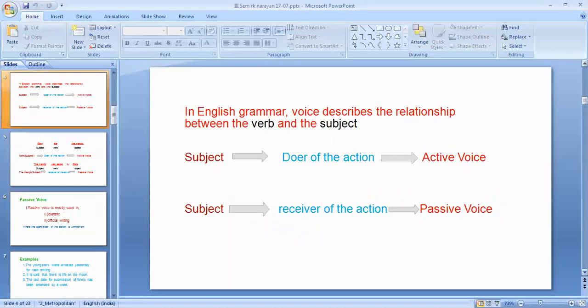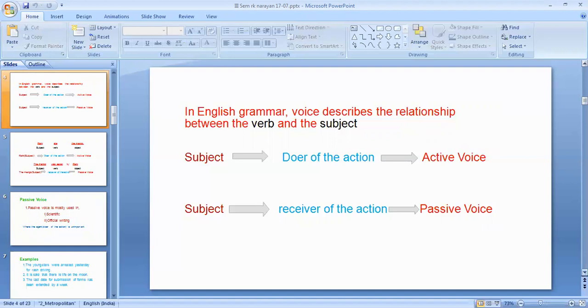And this is a small chart given to understand active voice and passive voice. In English grammar, voice describes the relationship between the verb and the subject. So basically, voice's duty is to tell the relationship between the verb and the subject, whether the subject is the doer of the action or the receiver of the action, whether the subject is active or passive. That is the duty of voice, that it tells us in the sentence.